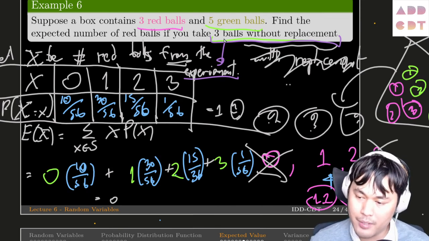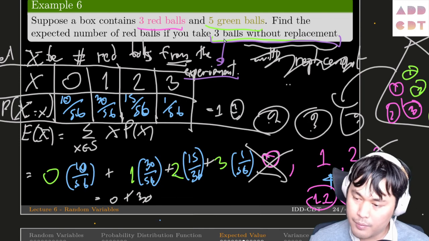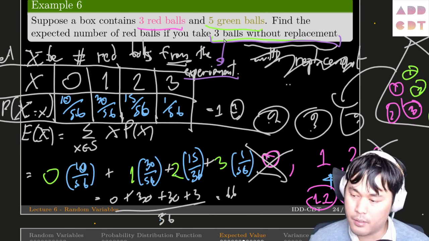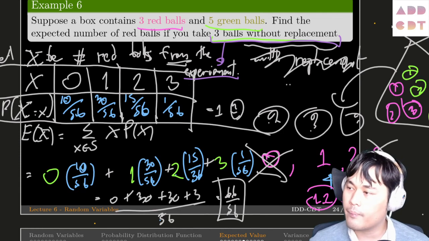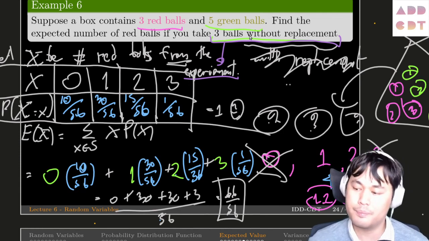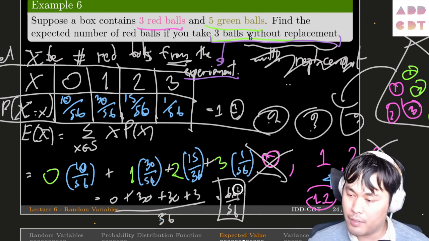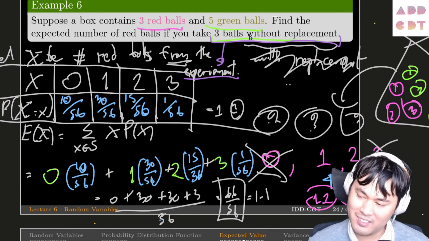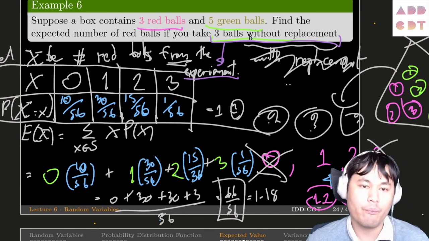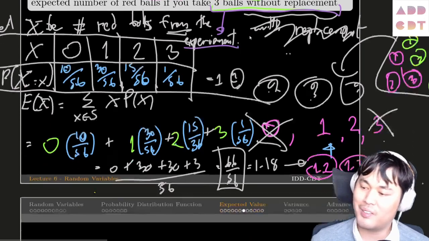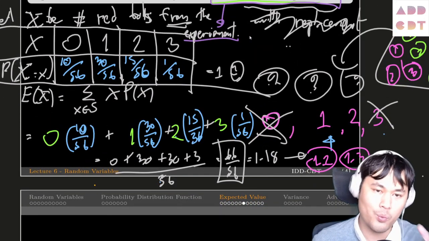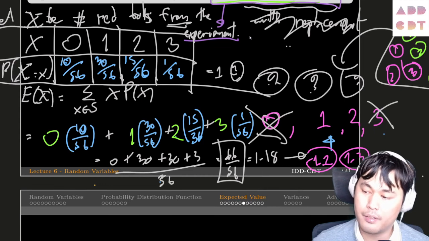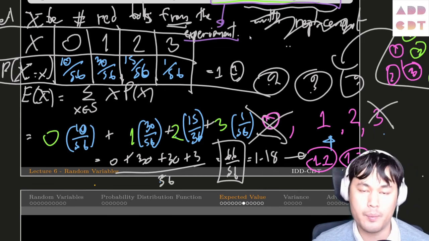And we can do the math. That's 0 times 10, 1 times 30, 2 times 15, 3 times 1, everything over 56. So it's 63 over 56, and that's the answer. And if you write it as a decimal, it's 1.125 or something, which is close to what we just discussed. It should be about 1.2 in this case, and the exact number is 63 over 56, which means we did a good job of approximating that value.